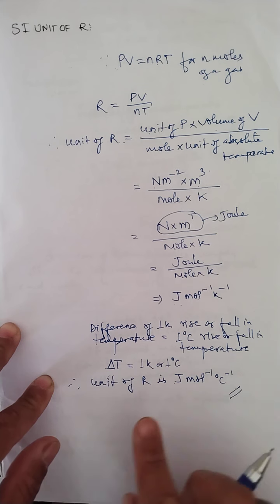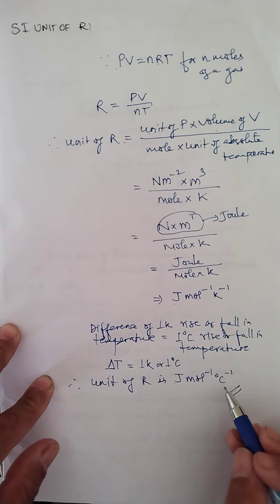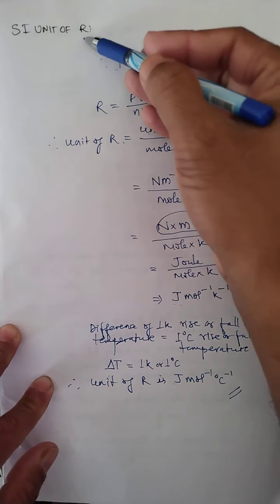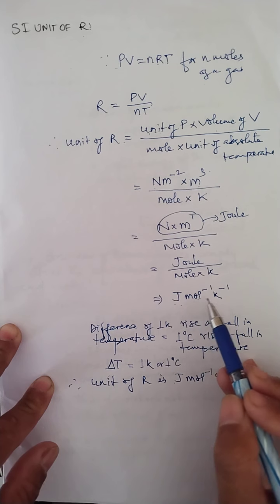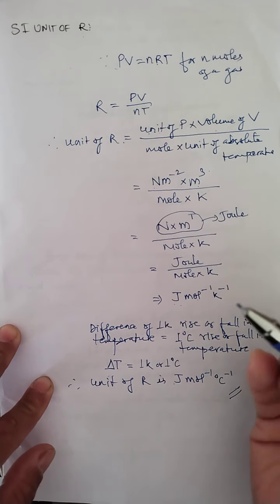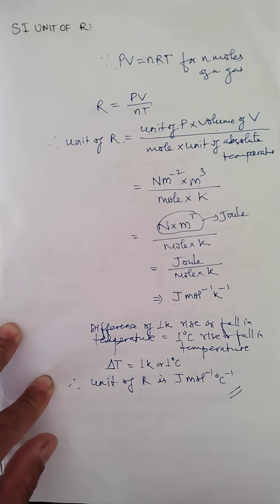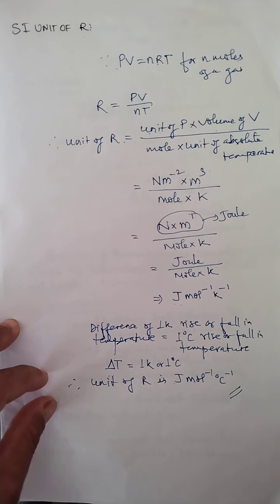But this is not the SI unit exactly, because degree Celsius is not the SI unit of temperature. So if it asks to write the SI unit of R, then we need to write joule per mole per Kelvin. Whereas the unit of R can even be written as joule per mole per degree Celsius. So this is the SI unit of R.